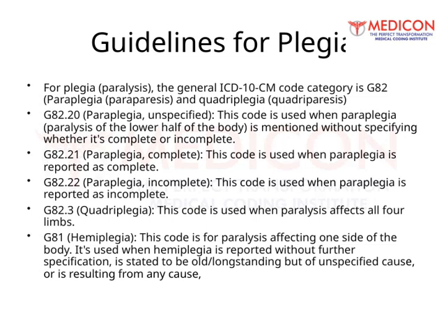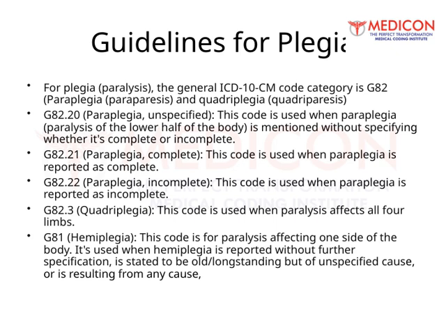Today, I want to walk you through some guidelines for coding plegia, which is a term used for paralysis. The main ICD-10-CM category we focus on is G82, which covers paraplegia and quadriplegia. When we see G80-220, that indicates paraplegia, but without specifying whether it's complete or incomplete.